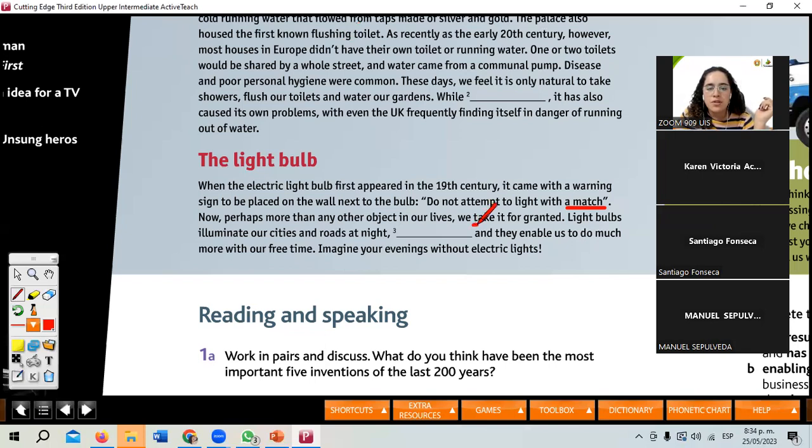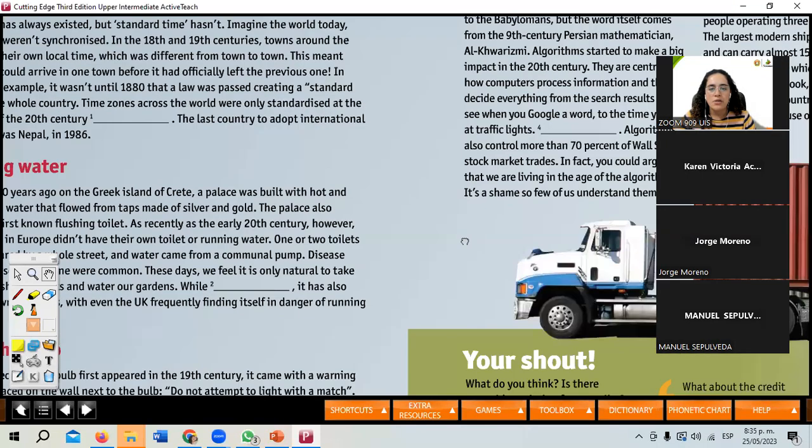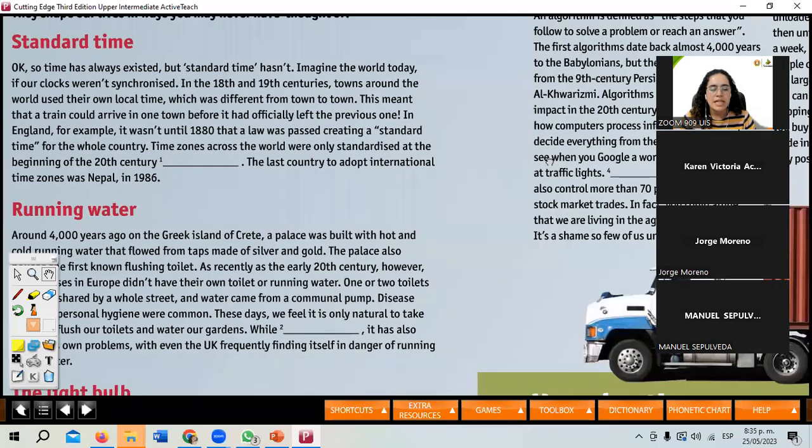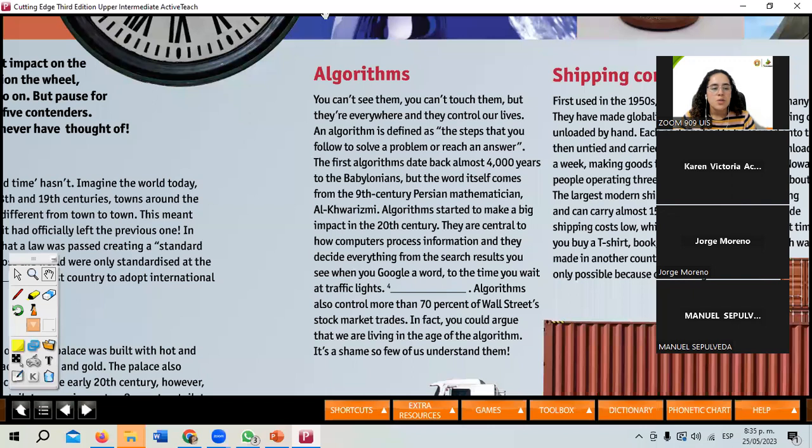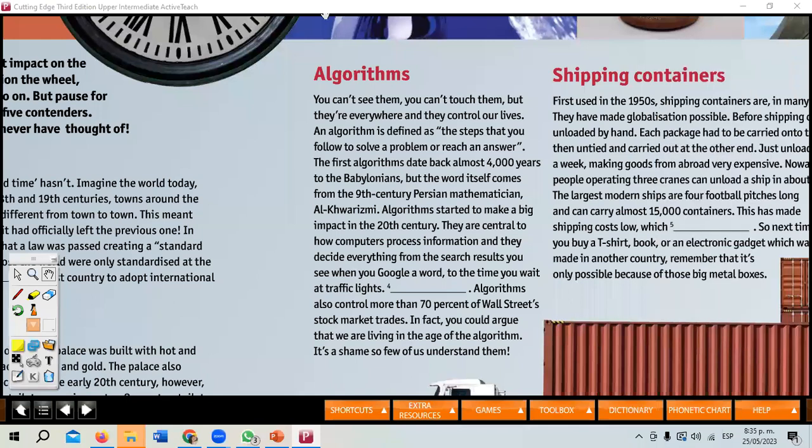And then we take it for granted. What is the meaning of this? We take it for granted. Nosotros lo tomamos por sentado, like it always exists or existed. And they enable us, what is this? Nos permite. Like, permitir, allow is a synonym of enable. All right, then we have light bulbs. Continuing, let's hear Chiara for algorithms.